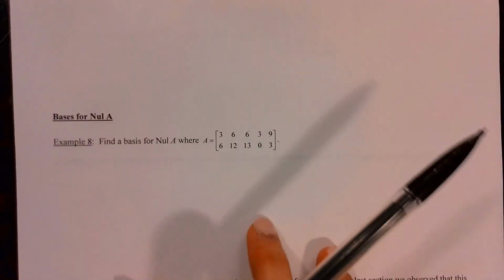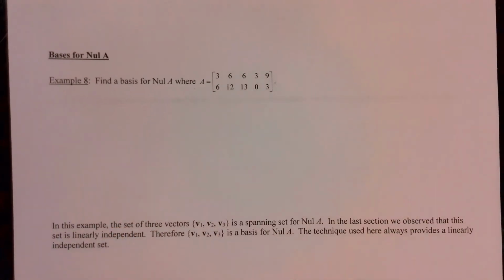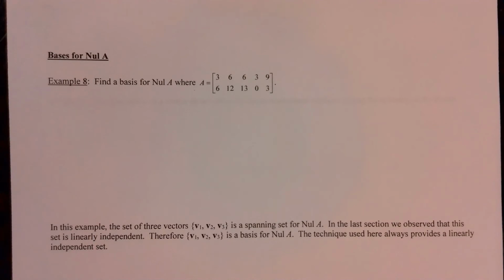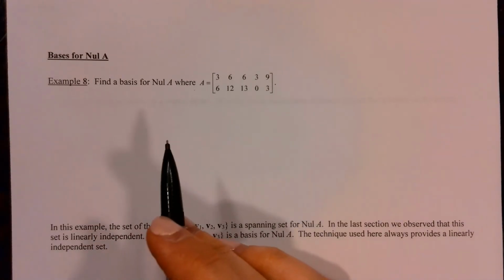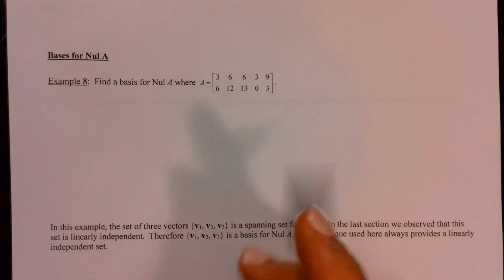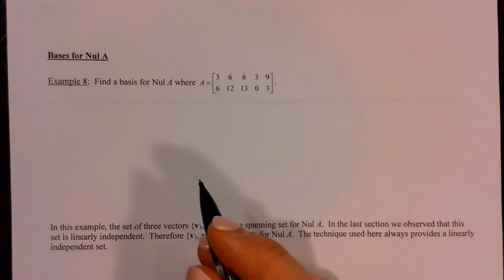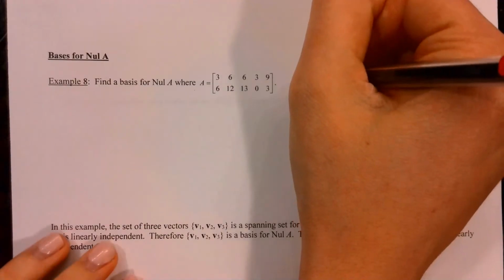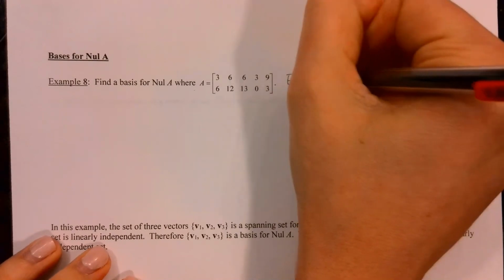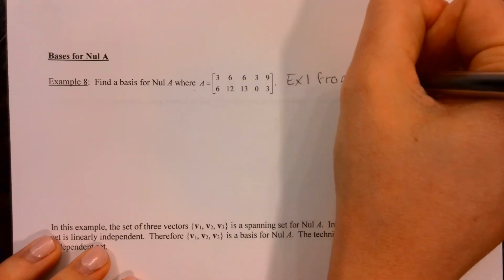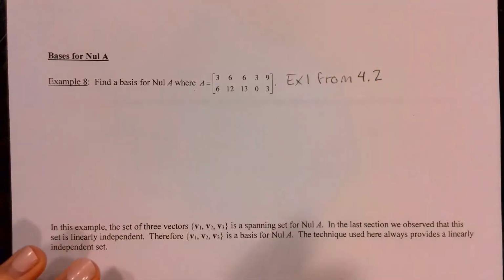Okay, now what about what we've been talking about for the last couple days? A basis for the null space. That means we're looking for linearly independent vectors that will span the null space. So this was actually example 1 from 4.2, okay?